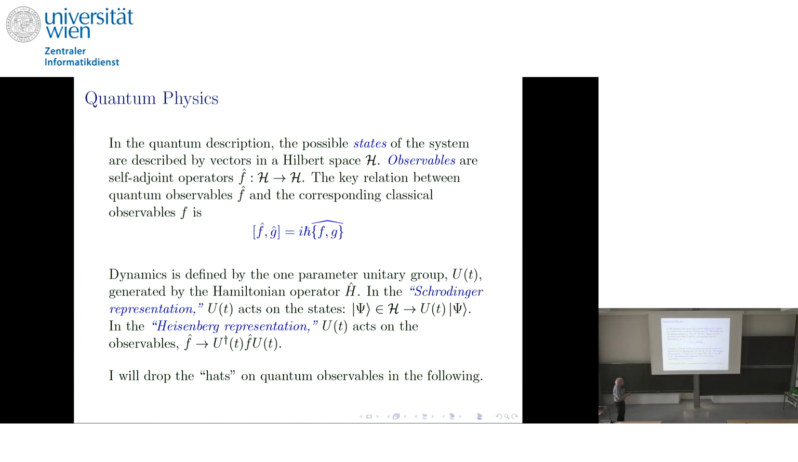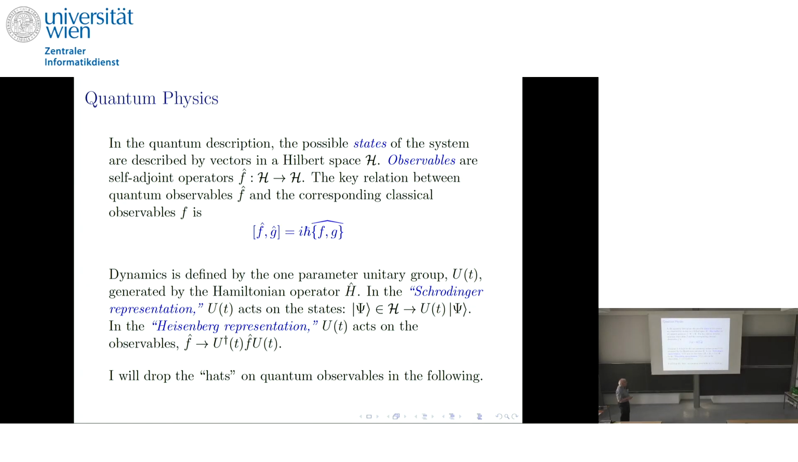You can't do this for all observables, but for observables linear in the momentum, or just functions of the momentum, and arbitrary functions of the configuration variable, you can certainly do this. So the Hamiltonian is now an operator, a self-adjoint operator.